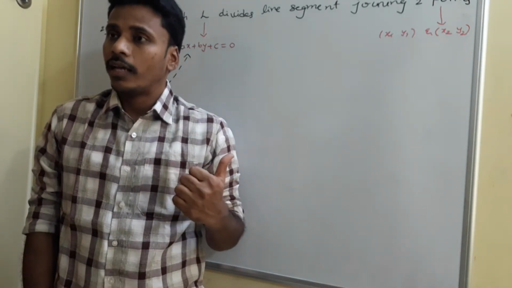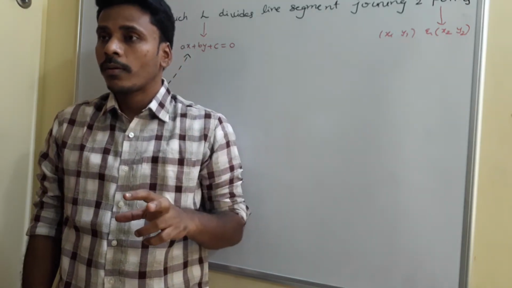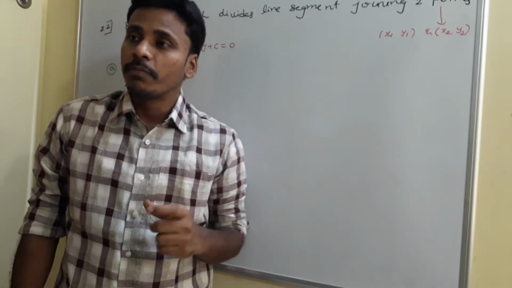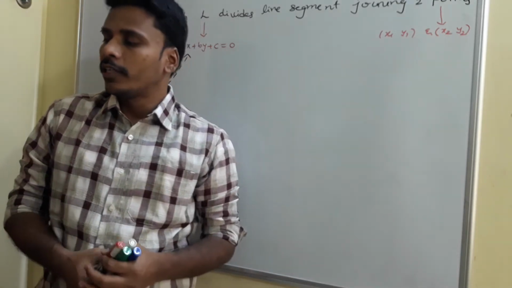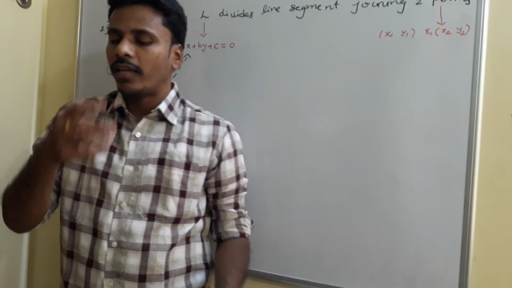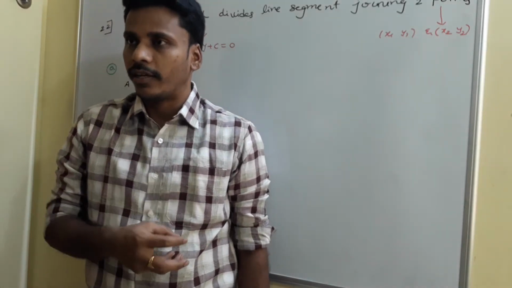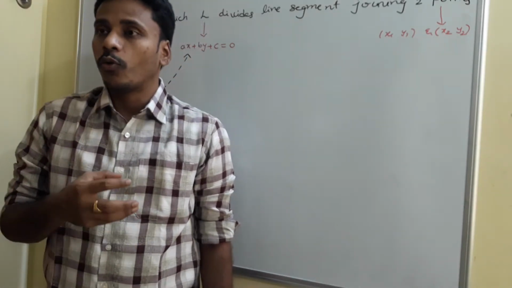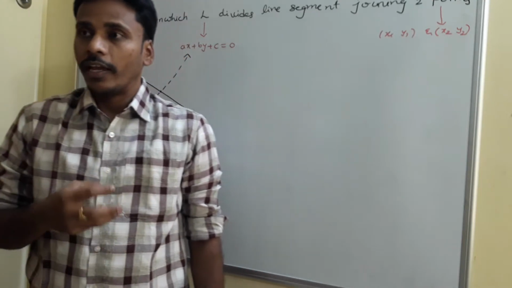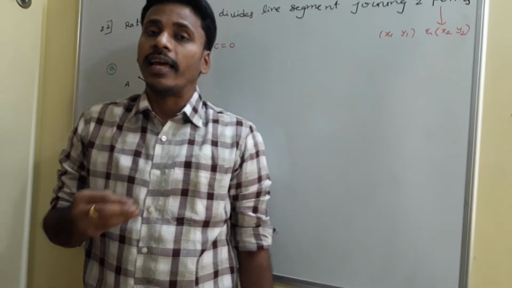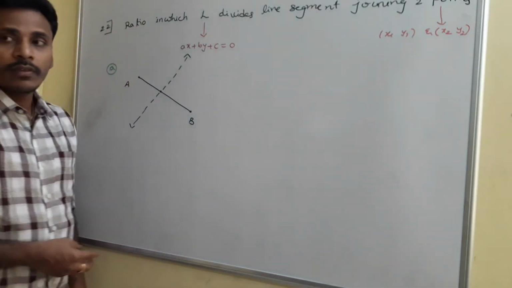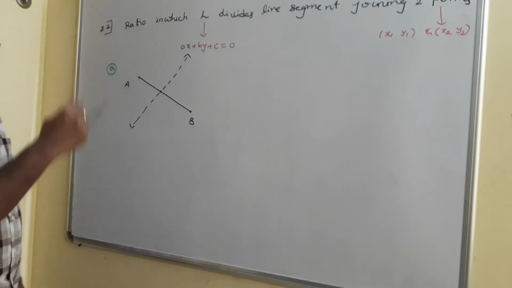In yesterday's class, we learnt about the angle between two lines, right? And we did a few problems related to the angle between two lines. Now in today's class, I am going to deal with the ratio in which a line divides the line segment joining 2 points. Have a look at this.